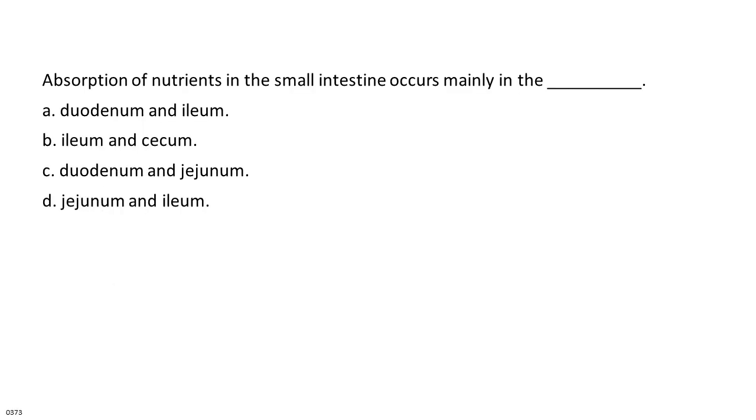Absorption of nutrients in the small intestine occurs mainly in the ___. A. Duodenum and ileum. B. Ileum and cecum. C. Duodenum and jejunum. D. Jejunum and ileum.